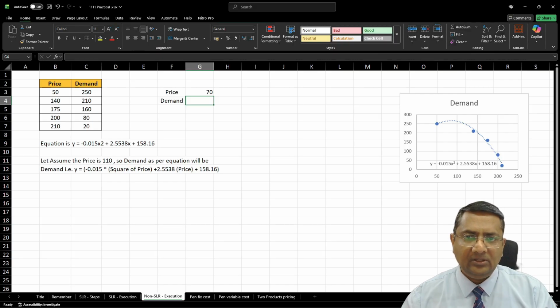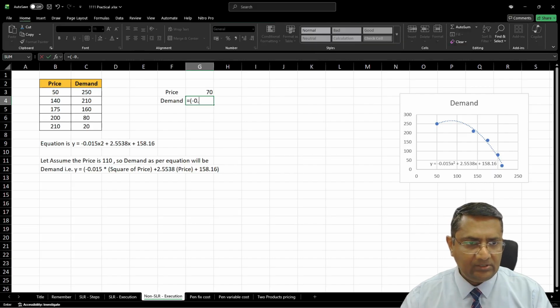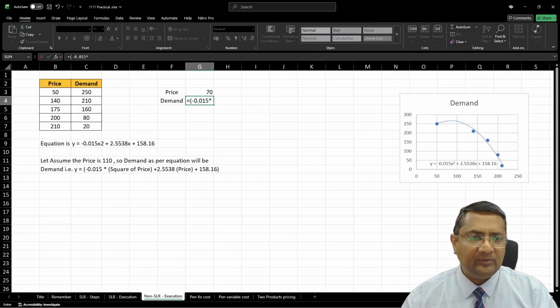So demand would be equal to, bracket start, minus 0.015 x square. X square means this is multiplied by the square of the price. X is price. So how to do the square in Excel? Just click here, then press shift and 6, you will get this sign, and just type 2. That means the square of the price.